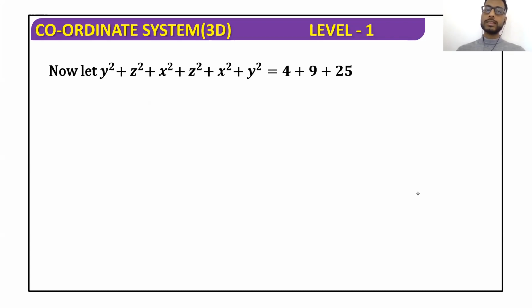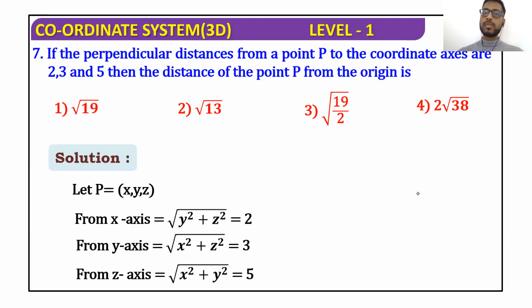So let's see the question once again. In this particular question, you have to find the distance of point P from origin, which is nothing but under root x square plus y square plus z square. Regular approach would be to find the value of point P. But in this particular case, you can't get the value of point P because no other information is given from which you can get the exact coordinates of point P.